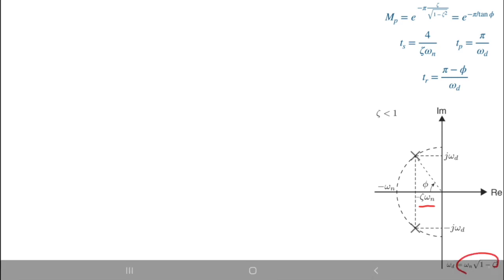Peak time only depends on the damped natural frequency, which is equal to omega n times the square root of 1 minus zeta squared, as you can see here. And finally, rise time is equal to pi minus phi, where phi is the angle between the complex pole and the real axis, and omega d is the damped natural frequency. Today we are going to solve some simple examples.